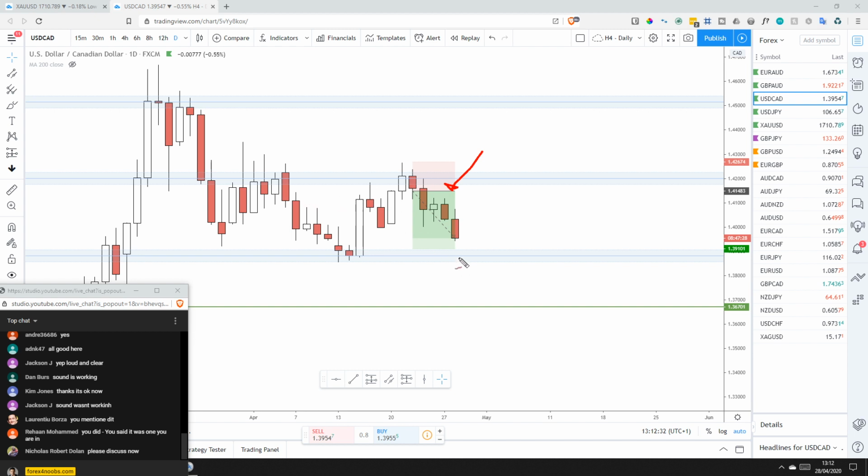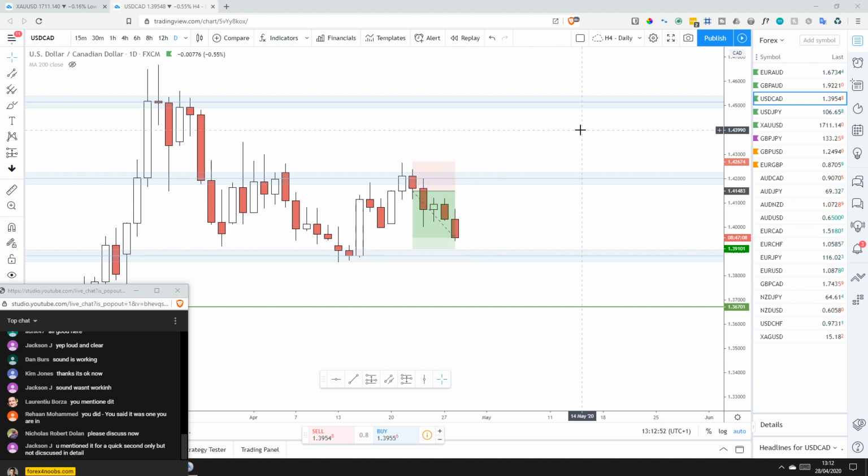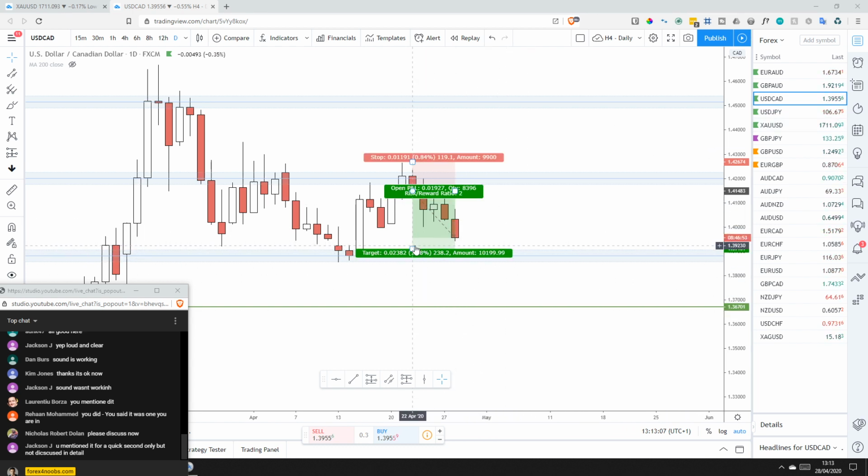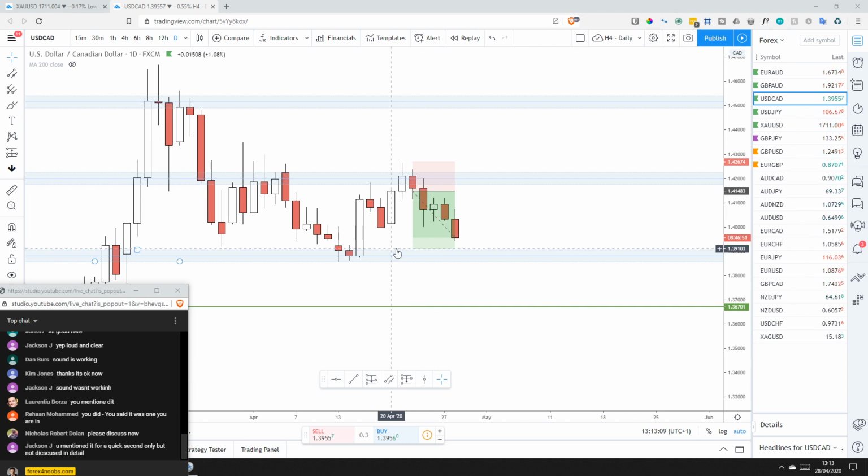So yeah, I entered short here. This one's on its way to target. I'm just going to hold on to this one. It finally made a new low today. So it's a solid setup, on its way to target. There's not much else to say about it. I'm going to hold out until it hits its target. My target is 2R for this one, so I'm going to hold on to that.